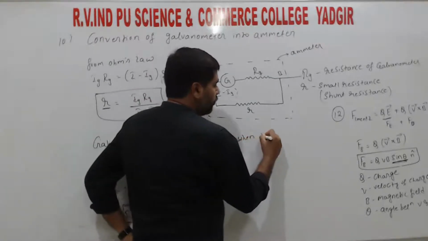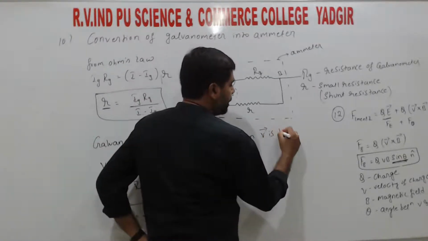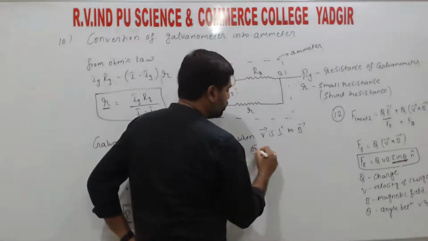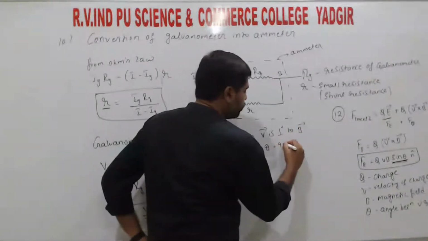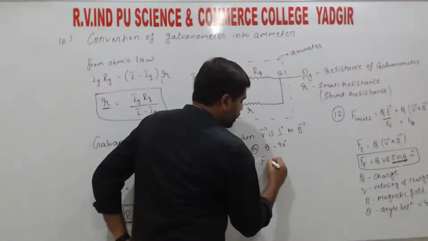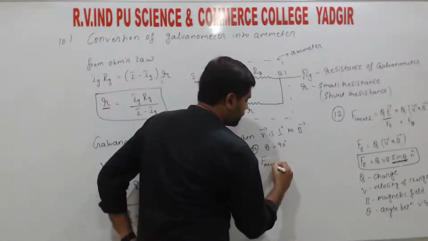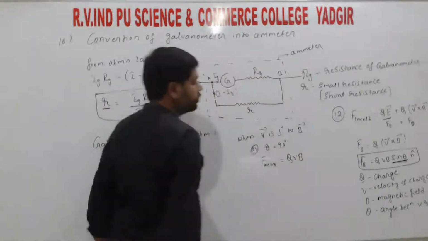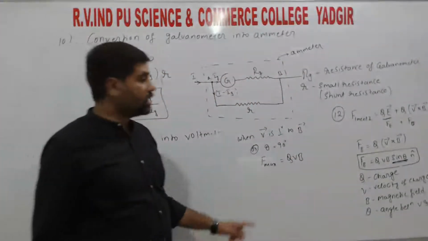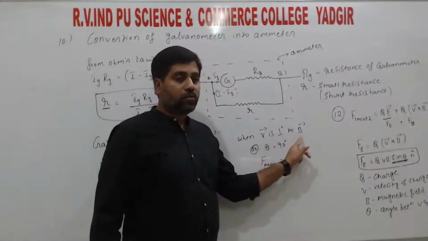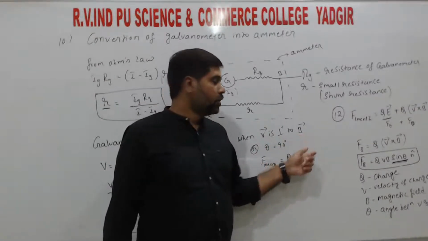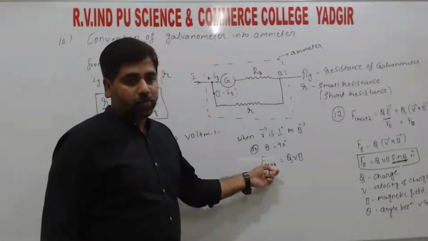When V is perpendicular to B, or theta is equal to 90 degrees, F is maximum and that value is QVB, right? So theta is the angle between V and B, so 90 degrees, V is perpendicular to B, right? So this is for the maximum, right?